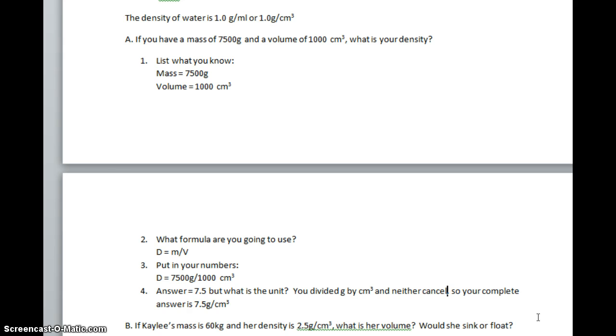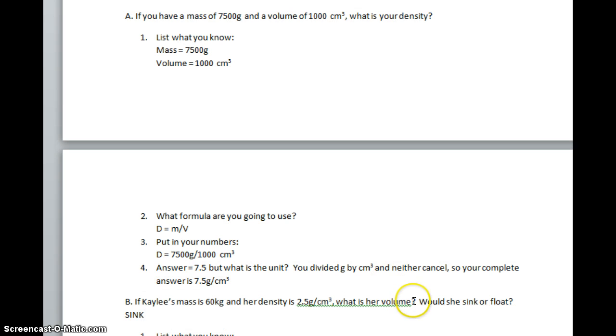If Kaylee's mass is 60 kilograms and her density is 2.5 grams per centimeter cubed, what is her volume? Will she sink or float? Okay, let's answer this question first. Her density is 2.5 grams per cubic centimeter. Is she going to float or sink? Well, we need to compare that with the fact that water's density is 1.0, and therefore, since her density is more, she is going to sink. All right, so she's going to sink. We can just put that in there, and then let's calculate her volume.